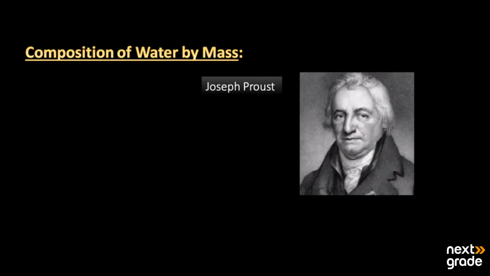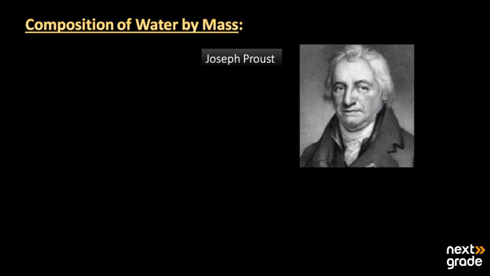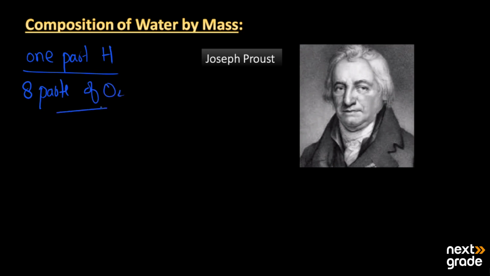Then we have the composition of water by mass. Basically, by mass, water is composed of one part of hydrogen and eight parts of oxygen, and that was proved by Joseph Proust. He experimentally proved that hydrogen and oxygen combine in water in the ratio 1 to 8 by mass.